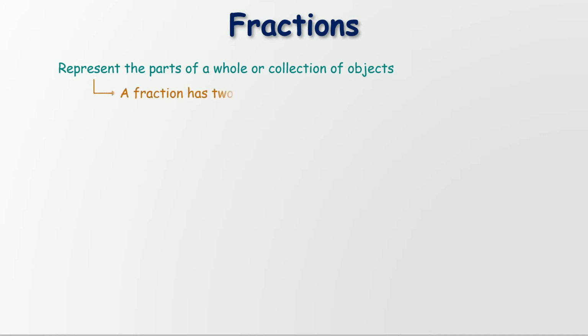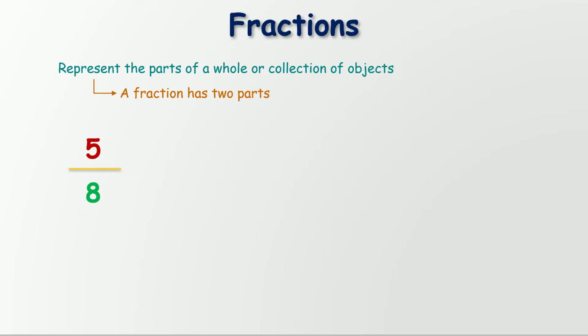So next up are fractions, which are still part of the rational group of numbers. Fractions represent the parts of a whole or collection of objects. A fraction has two parts. We write them as an integer over or divided by another integer. So in this example we have 5 over or divided by 8, and we would say 5/8.